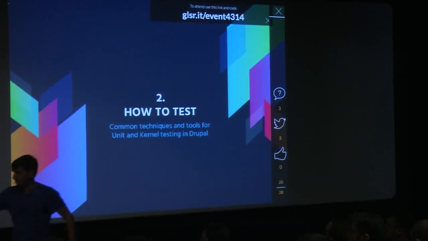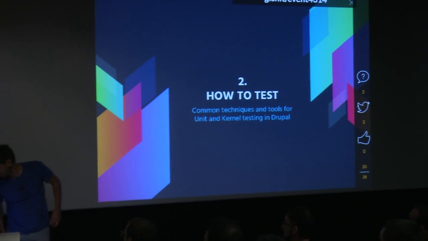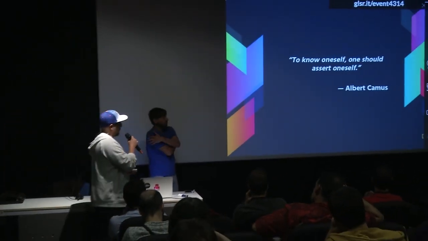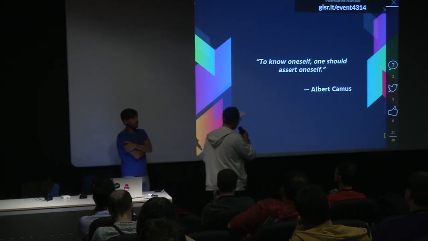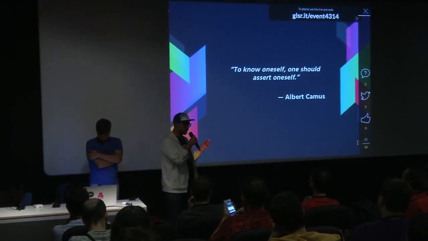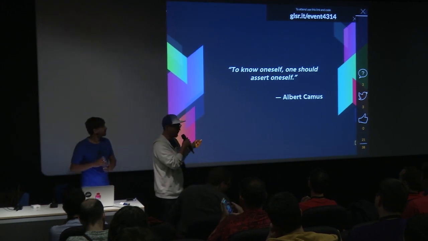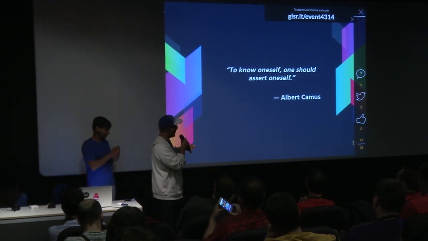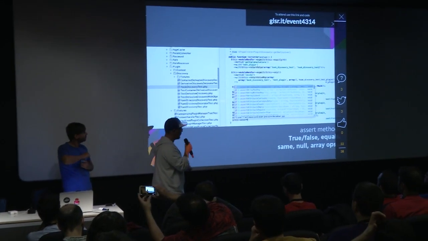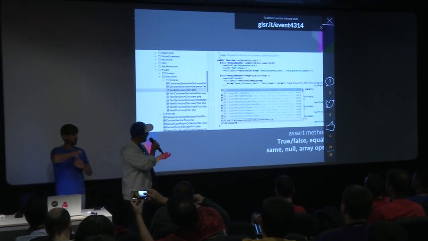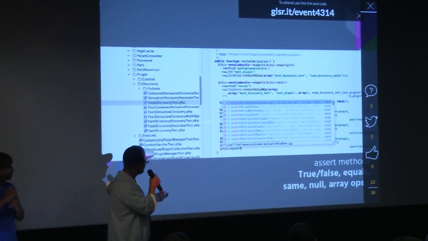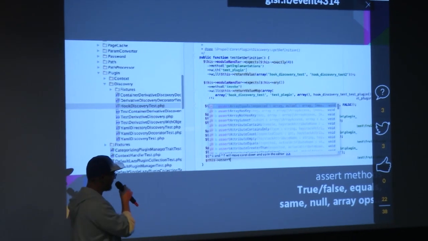So how to write these unit tests? As we see, this is a quote from Albert Camus: "To know oneself, one should assert oneself." So what we need to do is assert that the conditions we are expecting have the consequences we want. And for that, we have a lot of assert methods in our unit test case class that we are going to implement in our test.